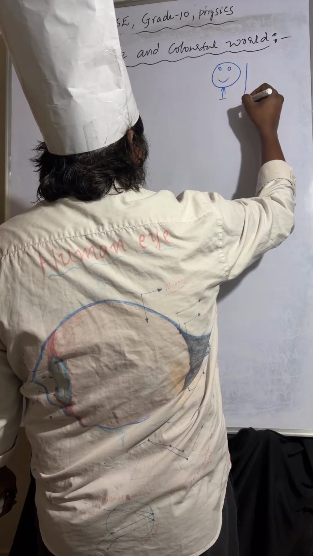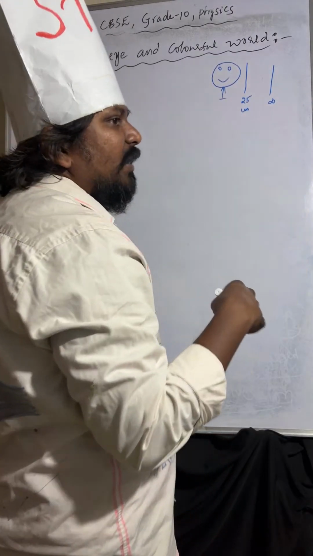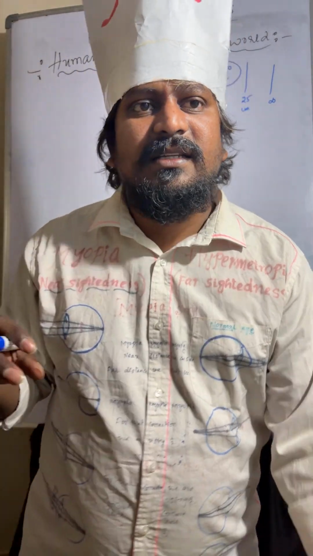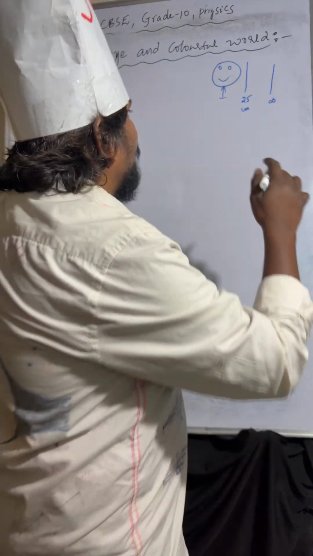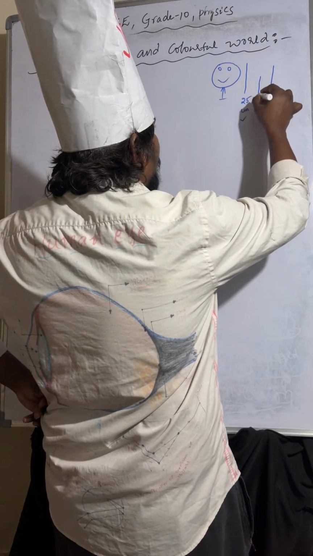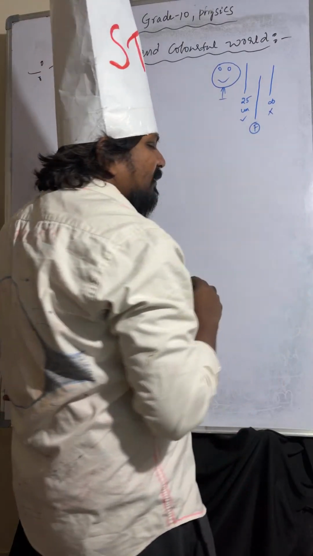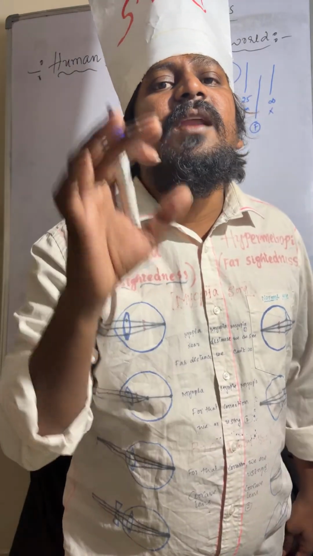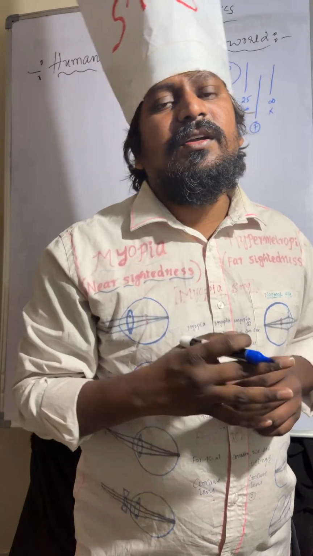So this is the 25 centimeter and coming to the infinity. The person who has myopia can see clearly near distance objects, we know that, but he can't see the infinity point. He can see this one, but somewhere between 25 centimeters to infinity, there is a point he can see. That is the far point of the myopic eye.